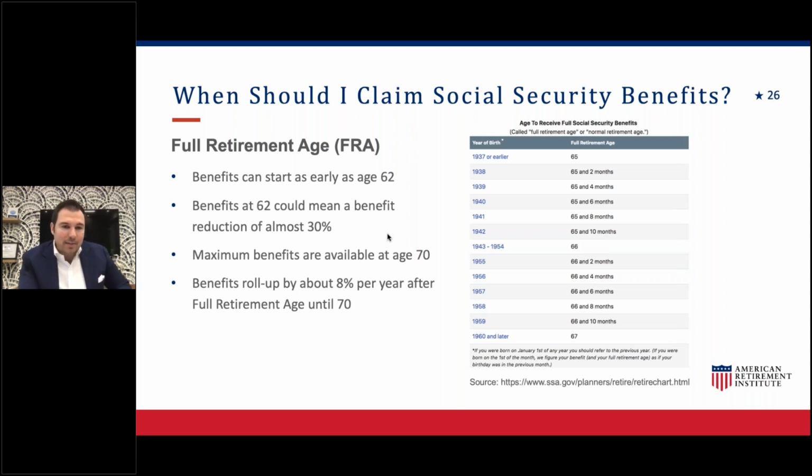And if you wait till 70, only 3% of Americans wait till age 70 to take Social Security. You better live a long time. Men need to live to their late 80s, 87, 88. Women need to live to 90 and beyond to make it worth waiting till 70. So keep that in mind when you are electing when to take Social Security.